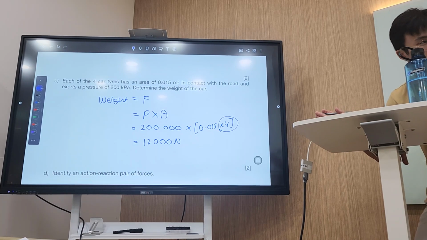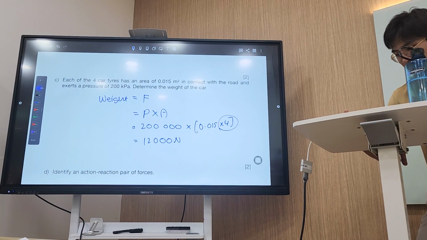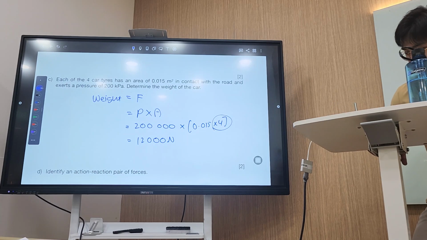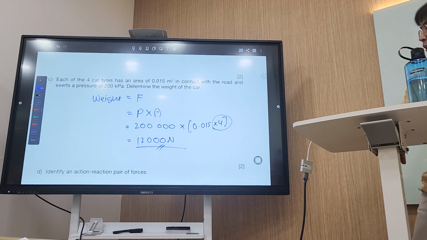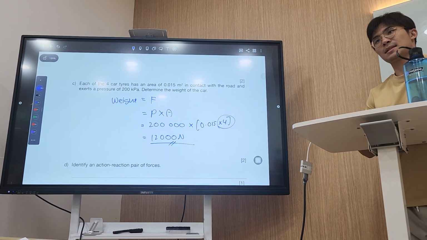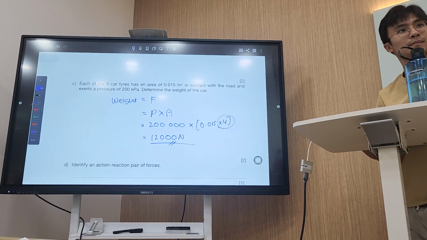Pressure is force over area. That's it. The answer is 12,000 newtons, not the 16,000.